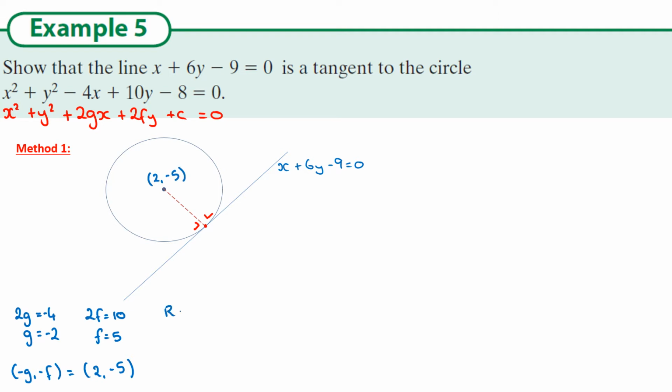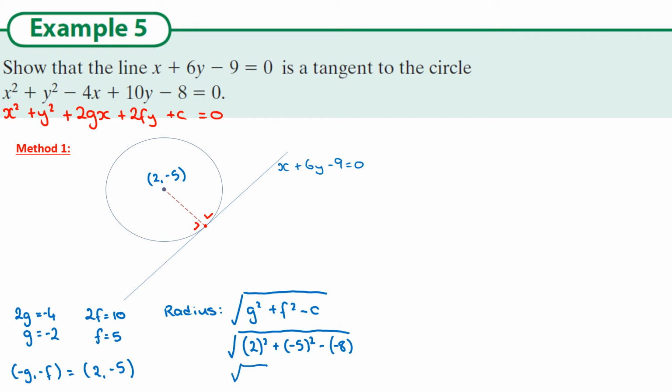We're then going to work out the radius. The radius is the square root of g squared plus f squared minus c, which is the square root of 2 squared plus minus 5 squared. What are your signs here? Minus, and c is minus 8. And that works out as the square root of 37. So we now know that that is the length of the radius.